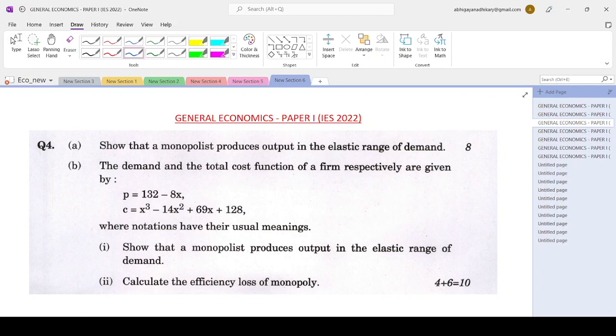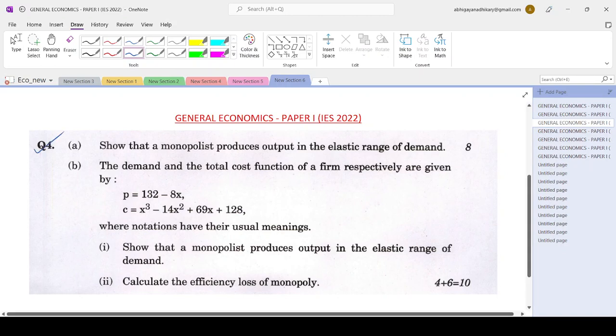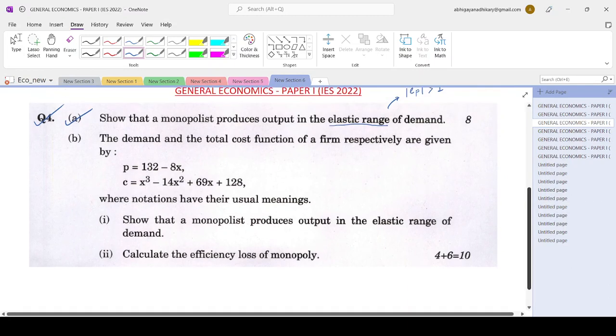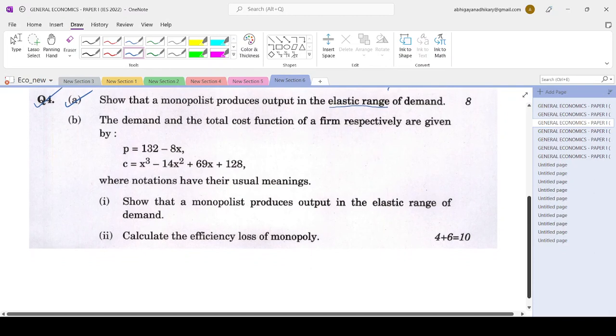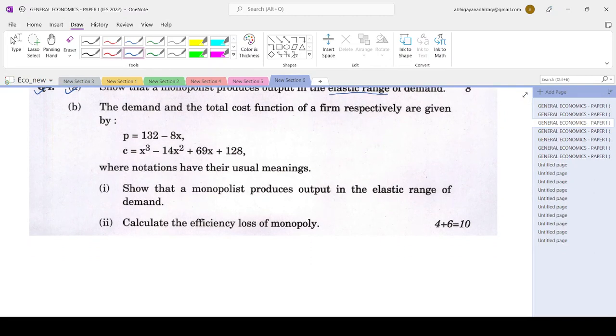And today we are looking at the IES 2022 paper, General Economics part, question number 4, part A. Show that the monopolist produces output in the elastic range of the demand curve. So what is essentially the elastic range? It is basically the absolute value of the price elasticity of demand should be greater than 1. We need to show that this is the range in which the monopolist will produce the output.